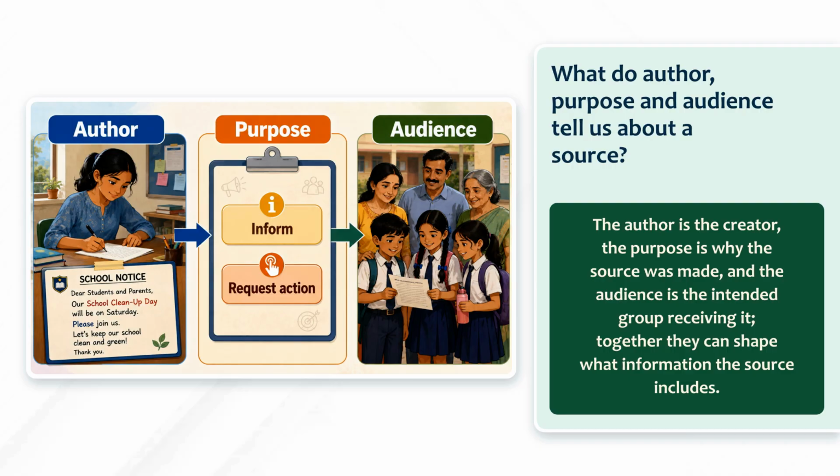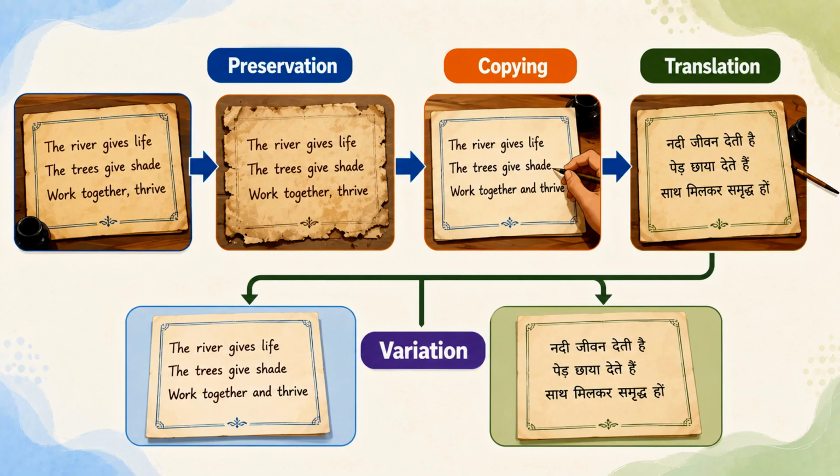Next, we will see how preservation, copying, translation, and variation can make versions of a text differ. Follow the same short text from left to right. First, it survives through preservation, then it is copied by hand, and then its message is carried into another language through translation. By the end, the two surviving versions are similar but not identical. Preservation, copying, and translation can therefore produce variation, meaning differences between versions of a text.